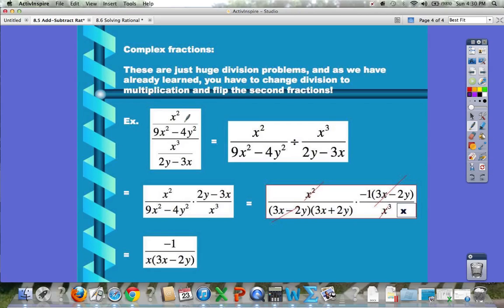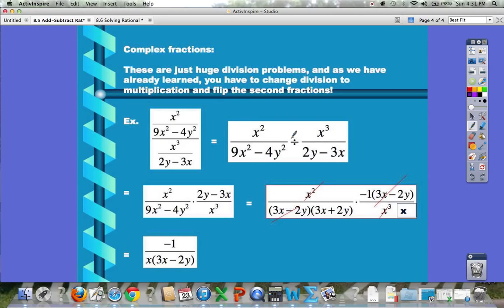These are just huge division problems, and as we've already learned, you have to change division to multiplication and flip that second fraction. So if you read this to me, you would say x squared divided by 9x squared minus 4y squared, all divided by x cubed divided by 2y minus 3x. Well, this bottom fraction is what's dividing on the top, okay? So you just rewrite it in pieces. Here's the first piece divided by the bottom piece. Now it looks a little bit better.